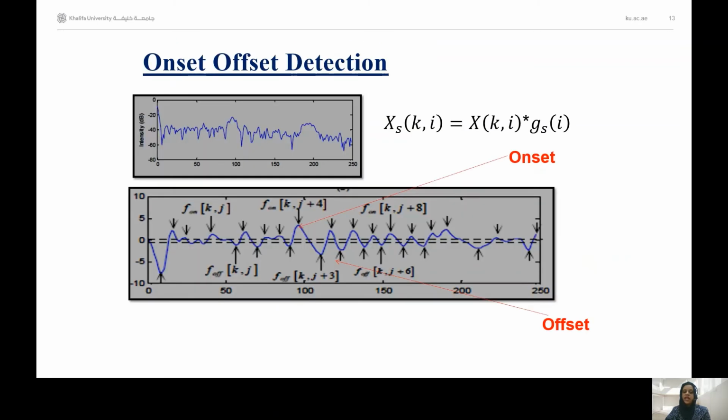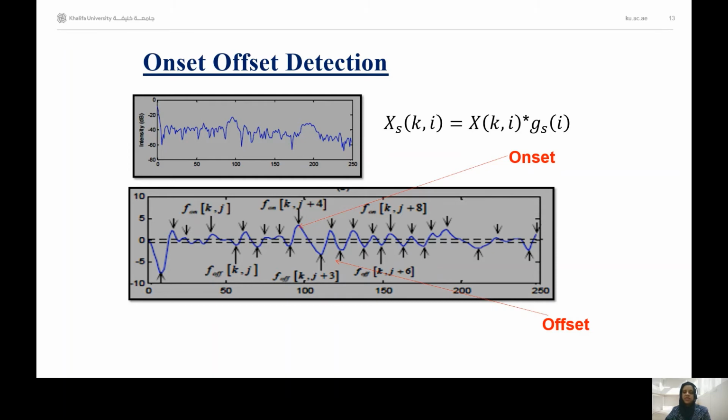Once the x of k,i is obtained, we can smooth the signal by allowing it to pass through a low-pass filter of transfer function g(s,i). We will obtain xs of k,i. This signal can be again smoothed by taking its partial derivative.